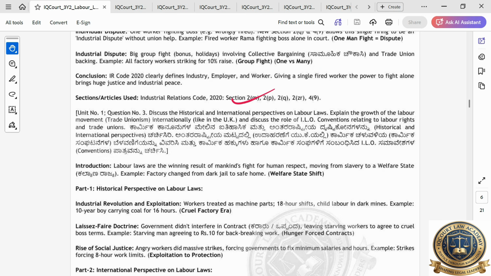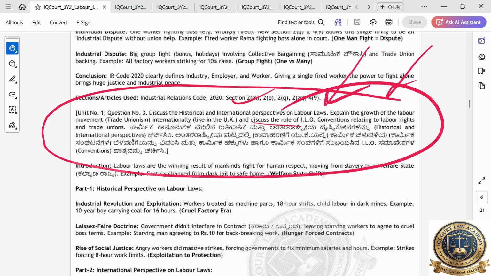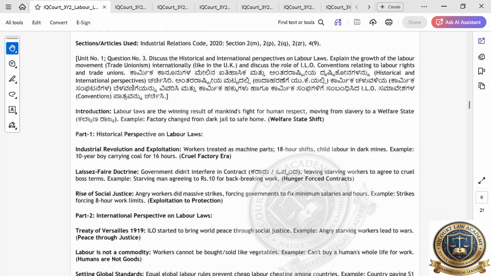Discuss the historical international perspective on industrial code. Explain the growth of labor movement, unionism. This question also has appeared in the real exam questions. Discuss the role of ILO. This is very important. They will not ask this question if they want to make the question paper easy. If they want to make the question paper tough, then only they will ask this question. You will study this in the fourth semester in depth in public international law in the last unit.